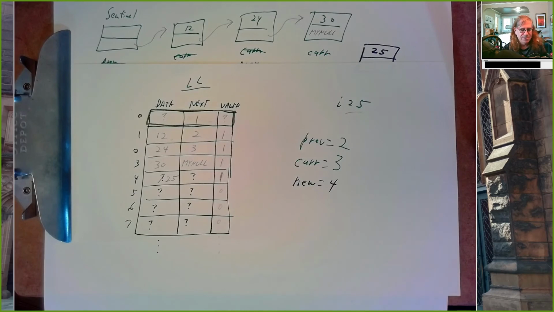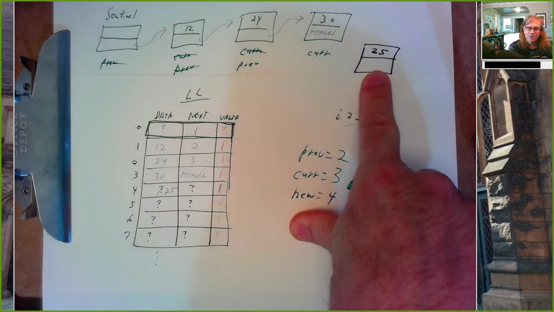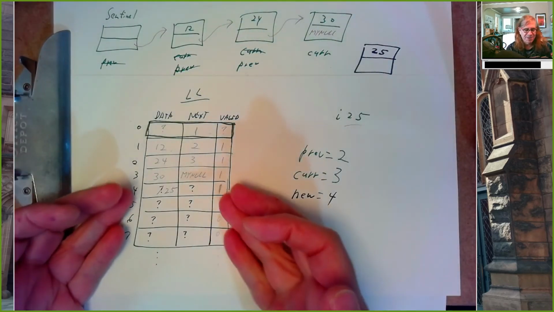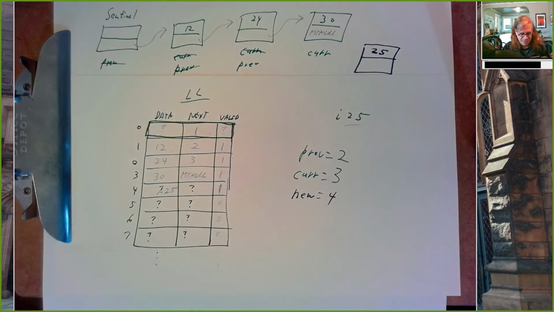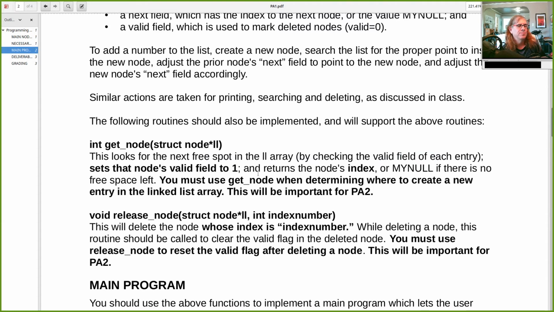All right. So we've made our box somewhere, right? On paper, I just found an empty space. In the array, I found an unused location by checking the valid field. And again, you'll code that up as this function called getNode. So getNode returns the index 4 in this case.